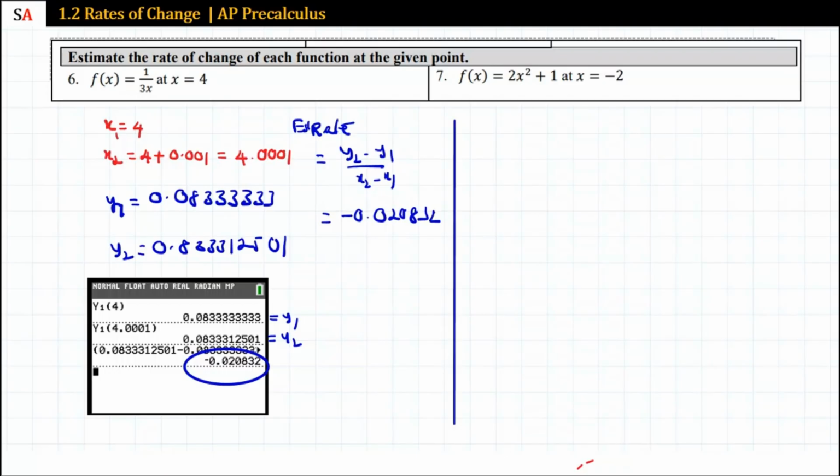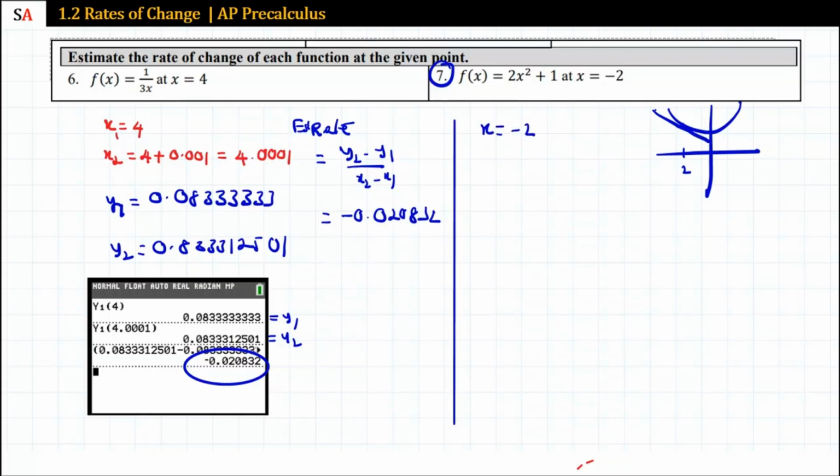So now let's move to the seventh problem. We have to estimate the average rate of change of the function at x equal to negative 2. So we have this function, 2x squared plus 1. The graph is something like this. The estimated average rate of change is the slope of this tangent line. So let's choose x equal to negative 2.